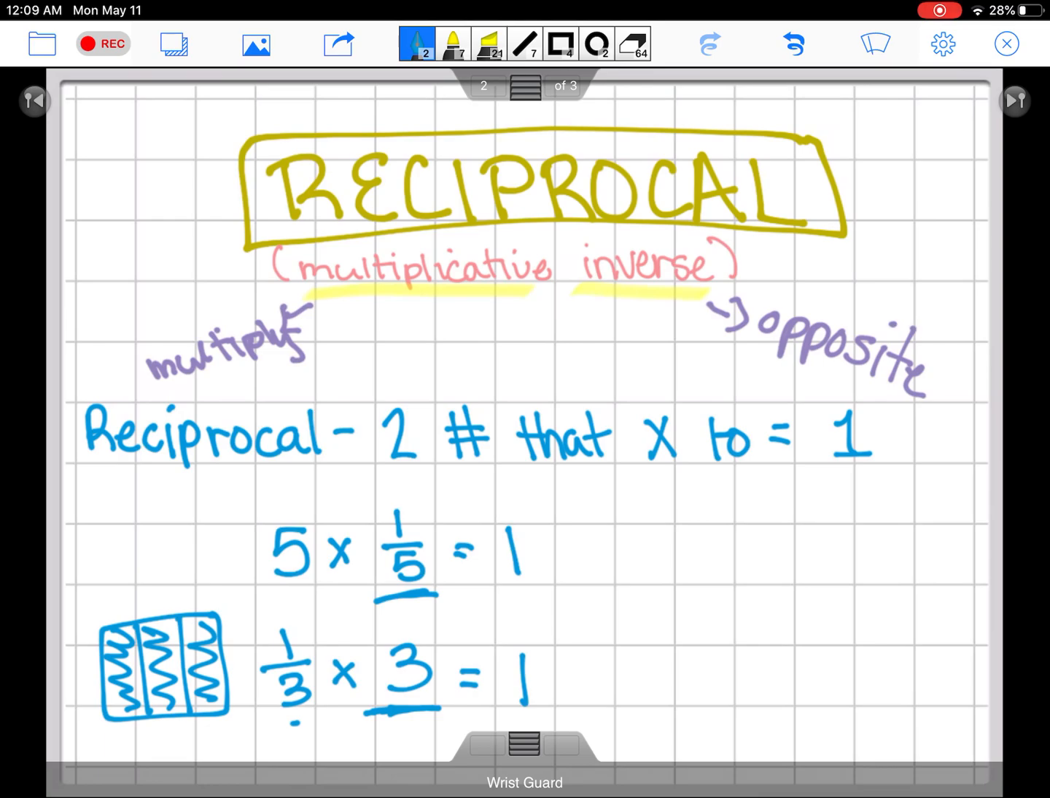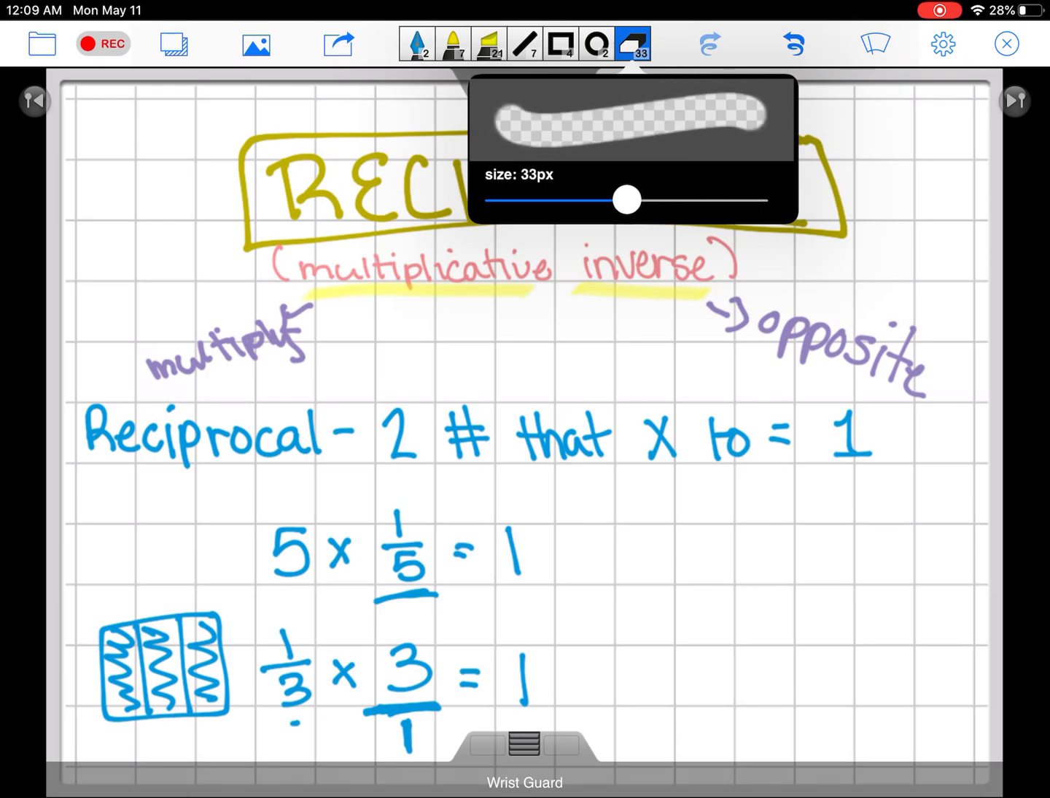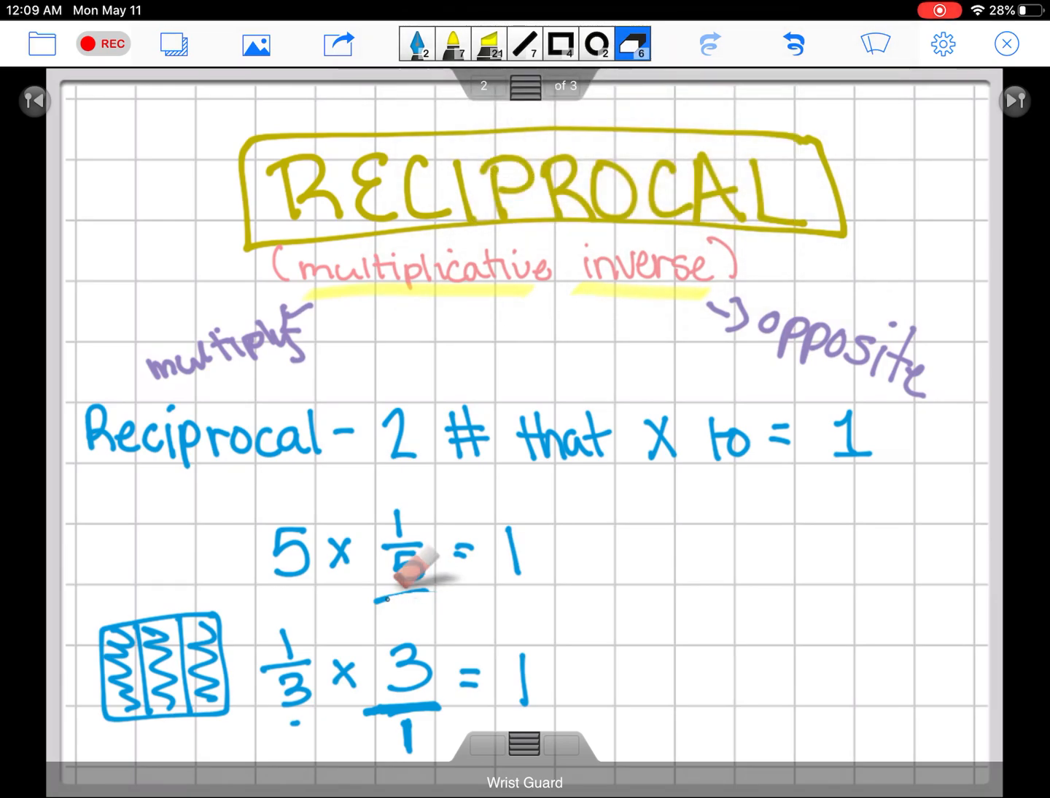So what I want you to remember is that we said that any whole number could be written as a fraction over 1. So what we really start to see here is, let me clean this up a little bit. What we really start to see is something that looks like this. 5 over 1 times 1 over 5 equals 1. 1 over 3 times 3 over 1 equals 1. So we're going to be using this a lot.